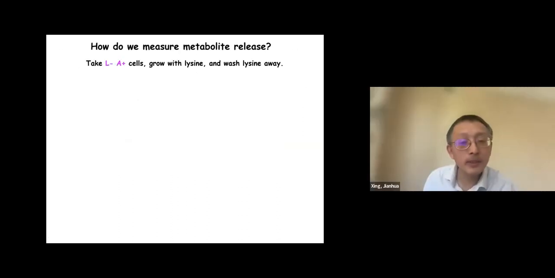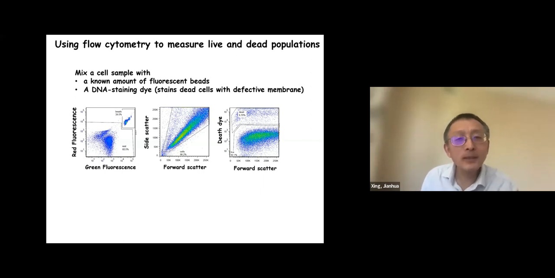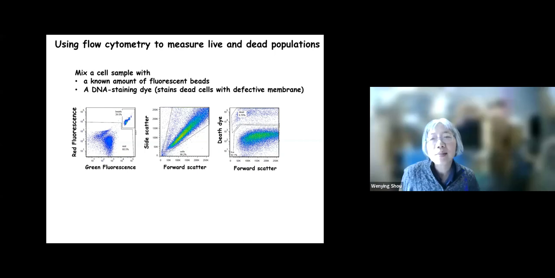Sorry, can you go back? What do the fluorescent beads do here? Oh, the beads will tell us the density. For example, I know exactly how many beads I added. And then if I look at the cell to bead ratio, I would know the absolute abundance of the cells in my culture. Oh, okay, I see.